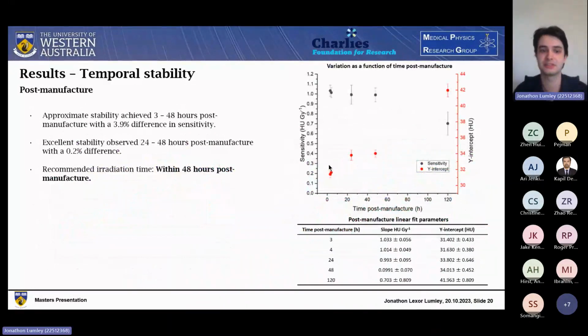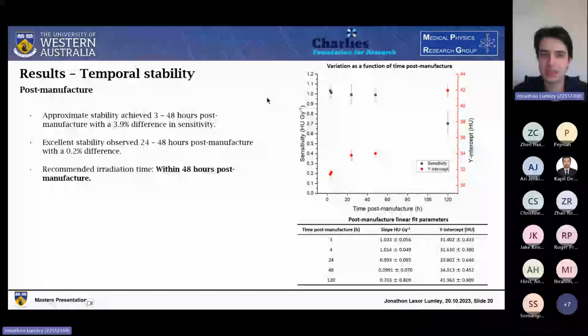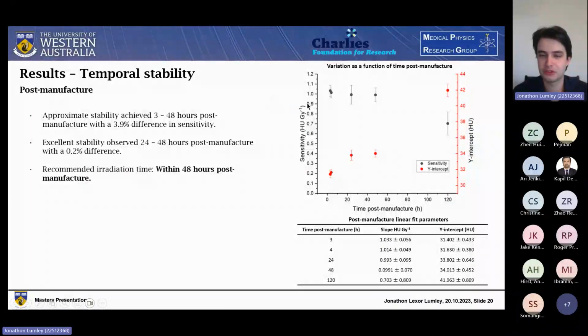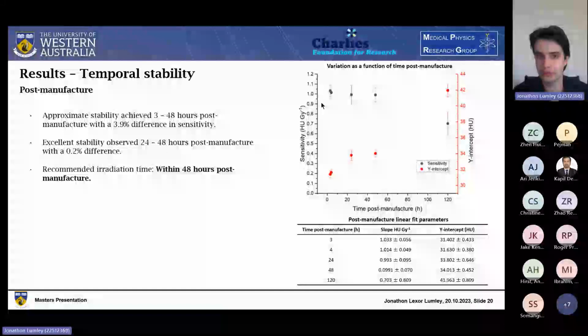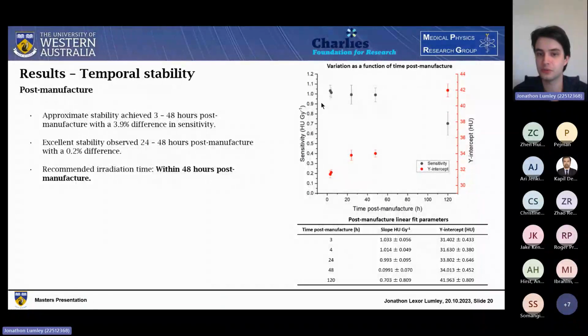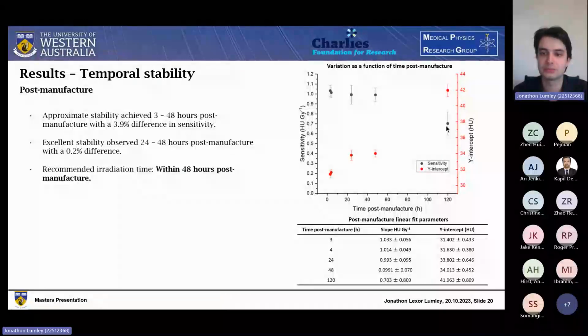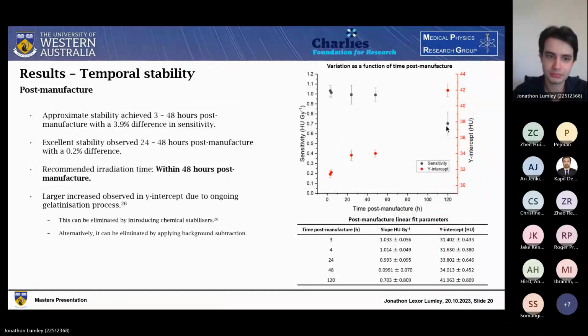So in terms of the sensitivity differences, approximate stability was achieved between 3 and 48 hours post-manufacture with only a 3.9% difference in sensitivity. The stability could be further increased if we irradiate within 24 to 48 hours post-manufacture, with only a 0.2% difference in sensitivity. Thereafter, it did slightly decrease and became a lot less stable. Thus, we recommend that we irradiate the gel within 48 hours post-manufacture.